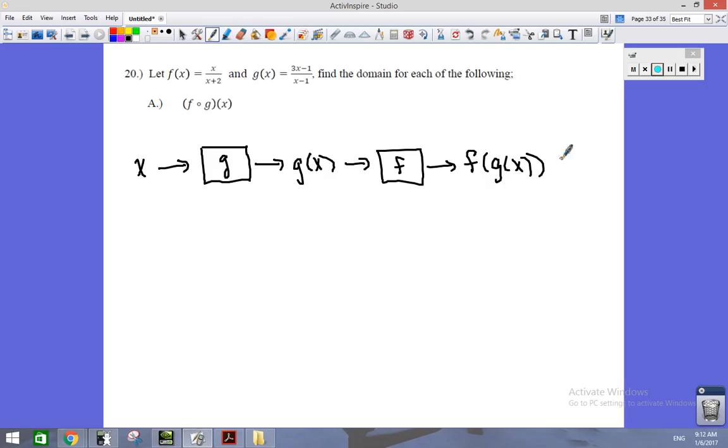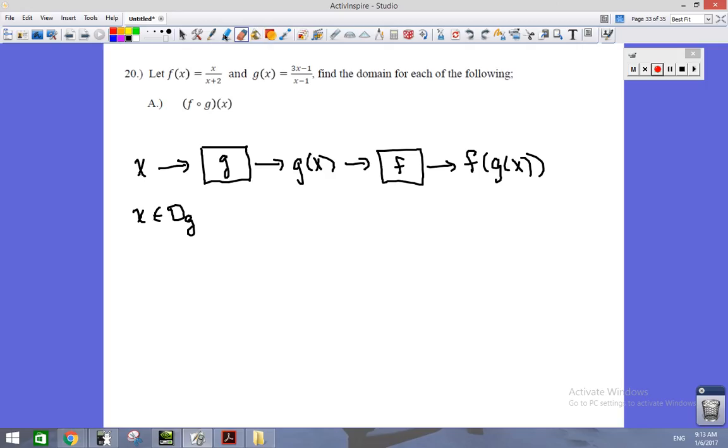If there was another function, it would have to make it all the way through. You can make this as long as you want, but for introduction purposes, we're just working with two functions. So to make it to the end, two things have to be true. Every time you have input into a function, it has to be in the domain of that function. X has to be in the domain of G because it's the input into this function.